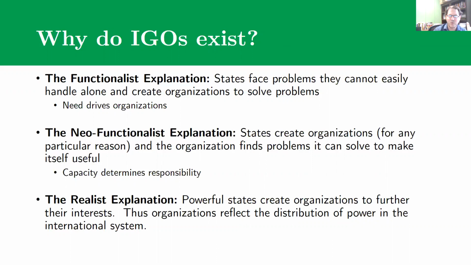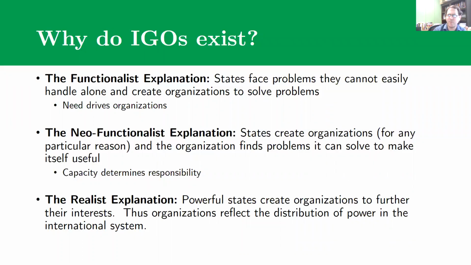And so you create an international organization where states will meet regularly. There's some permanent staff, and they work out that problem. And that's the problem that they have. There's a need, and an organization is created to respond to that need. So that's the functionalist explanation. Then there's the neo-functionalist explanation, right?